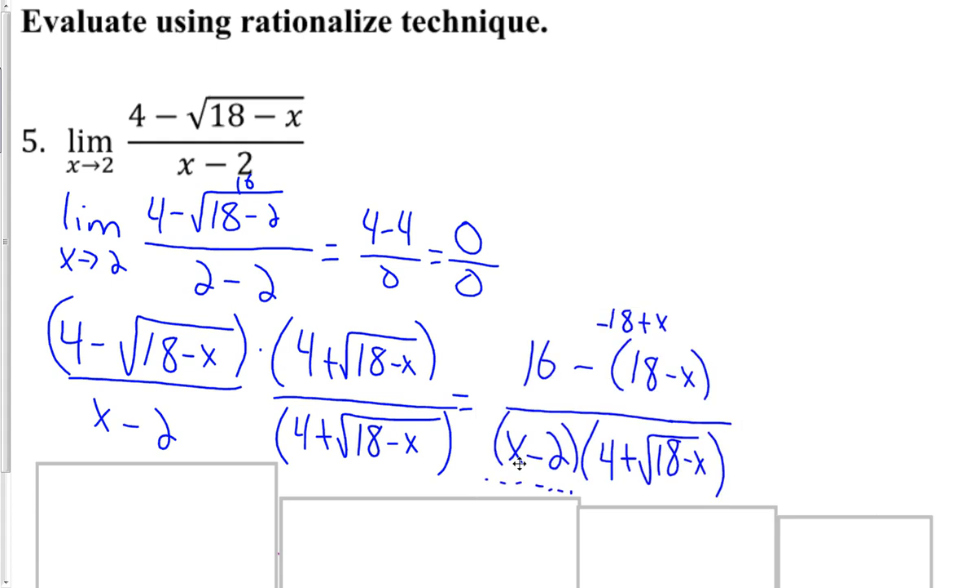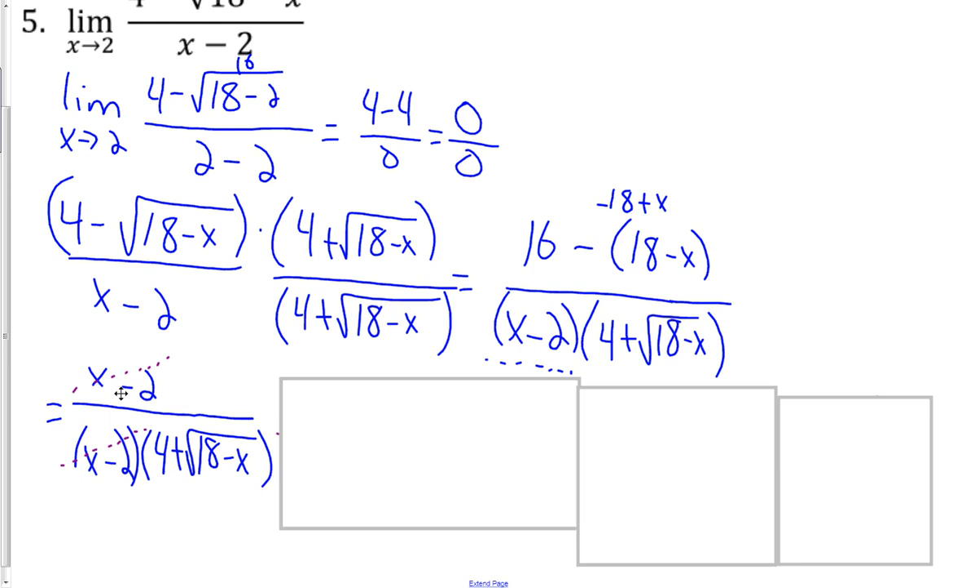And we get x minus 2 times the mess, 4 plus the square root of 18 minus x, on the denominator. Now the numerator: 4 times 4, 16, minus the quantity 18 minus x, because the square root squared, the root comes out. So 16 minus 18 minus a negative x is plus x. 16 minus 18 is minus 2, and this top is actually equal to x minus 2. There's where we were getting our 0 over 0, right? As much as it didn't look like that, that is literally what it simplified to.